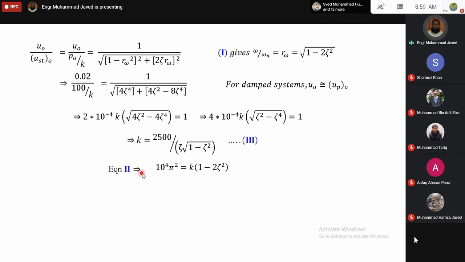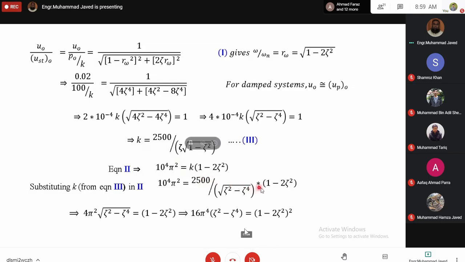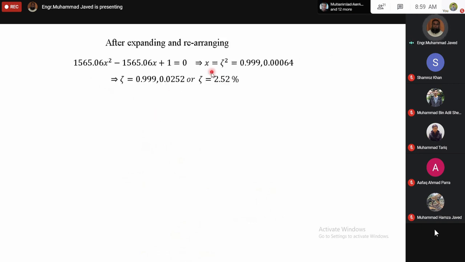If we reproduce equation 2 and write this value of k in this equation, and then expand and simplify the equation, we will get this equation. Replacing zeta square with x will result in this form, and if we expand this equation, we get a quadratic equation which will have two roots. Now x is basically zeta square. So zeta square has two values.